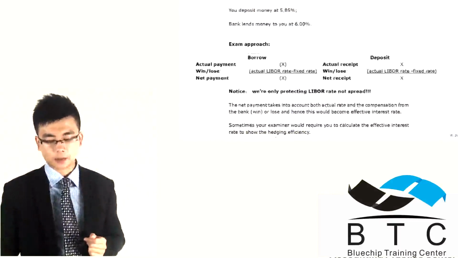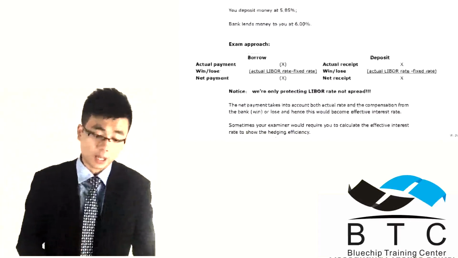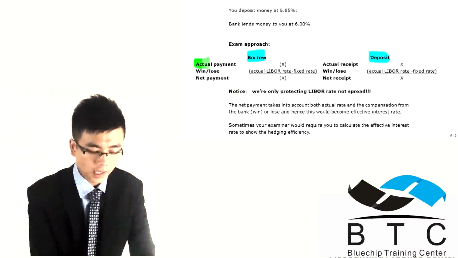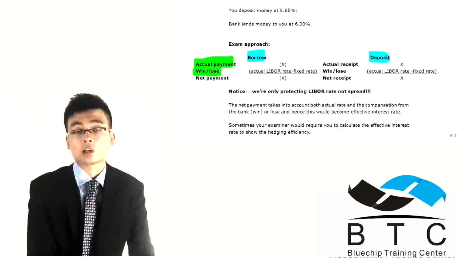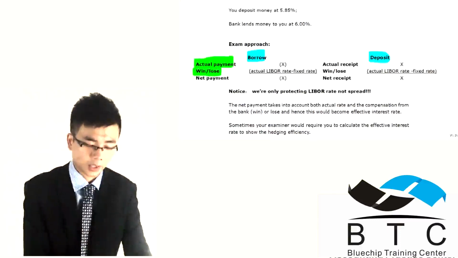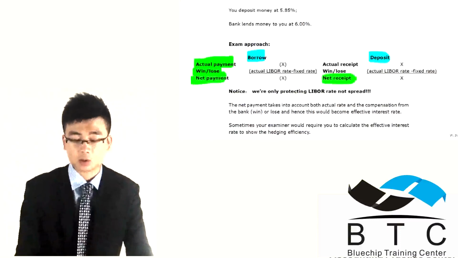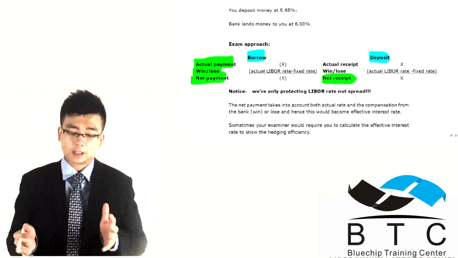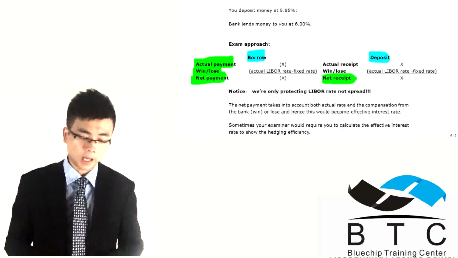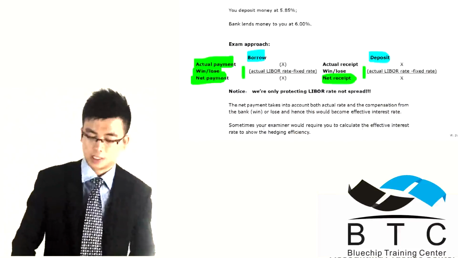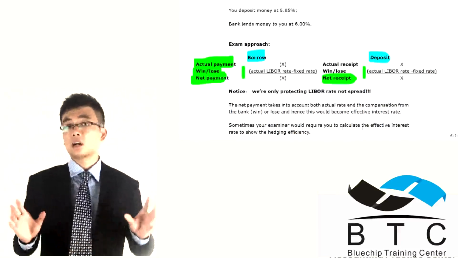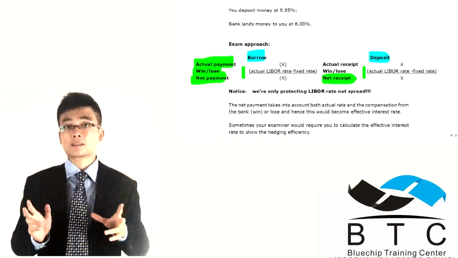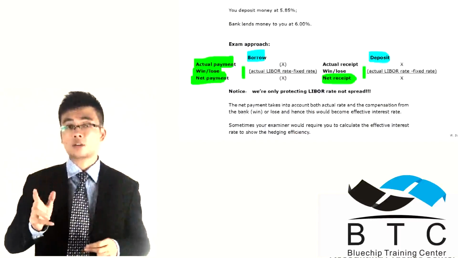The example approach I'm going to use is these three steps. If you're going to borrow money or deposit money, which is the same, we take the actual payments plus the win or losses from the forward rate agreement, so that it can give us the net payment or net receipt. Payment is in brackets, receipt is a positive figure, but the win or loss here is quite tricky. The concept behind the FRA is that we are going to hedge against the LIBOR changes only.